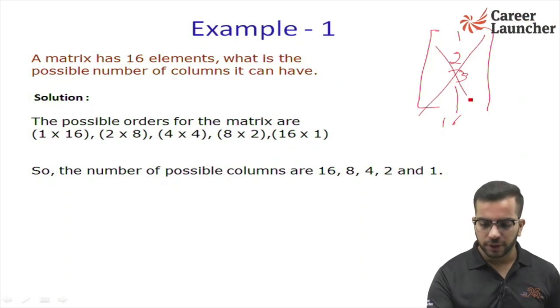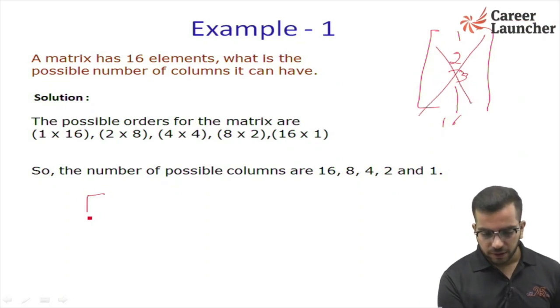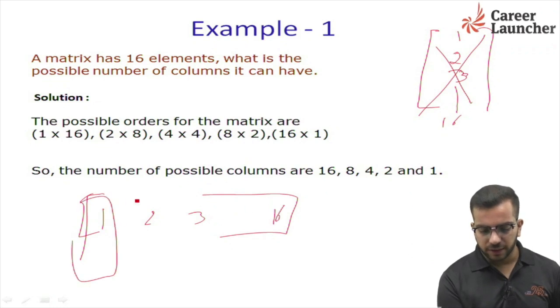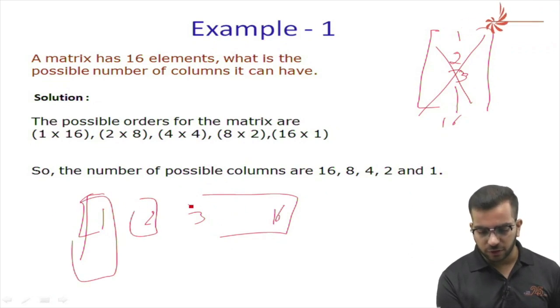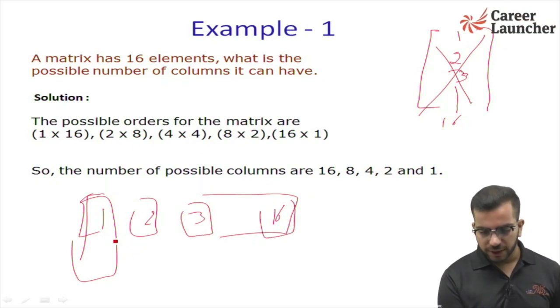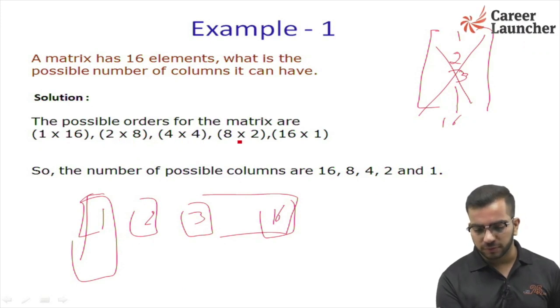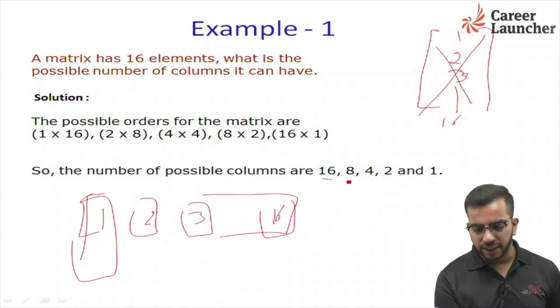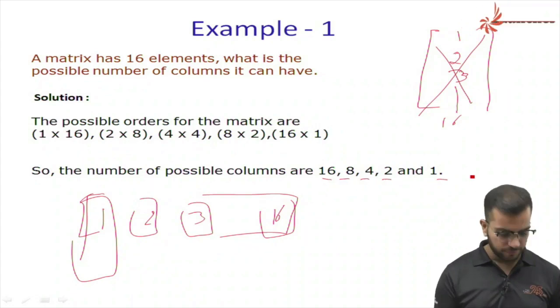Here we can see that 1 row and 16 columns: 1, 2, 3 and up to 16. Here are first column, second column, third column and so on, 16 columns. And likewise there can be 2 rows and 8 columns, 4 rows and 4 columns. These are the factors of 16. So the number of possible columns are 16, 8, 4, 2 and 1.